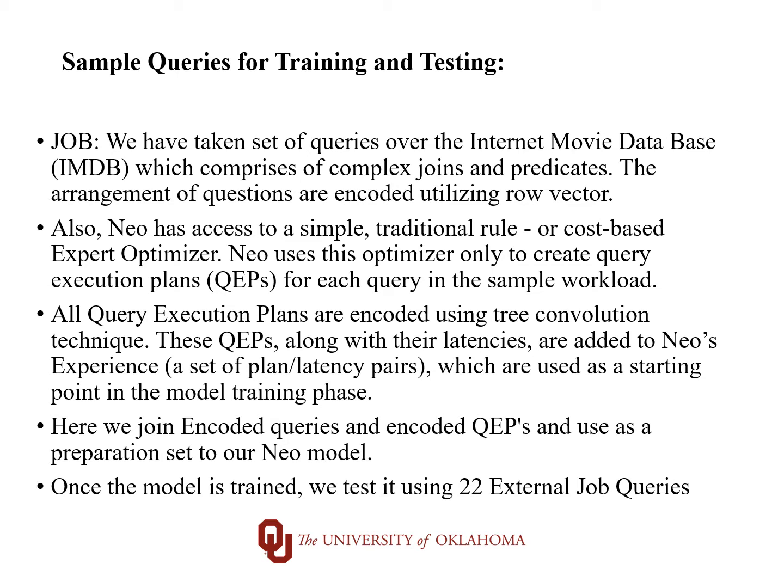Firstly, we encode the queries, and after that we encode the query execution plans, and then we join both the encoded queries and encoded query execution plans and use them as a training set for our Neo model. Once the model is trained, we test it using 22 external JOB queries. For testing, we are using a total of 22 external JOB queries.